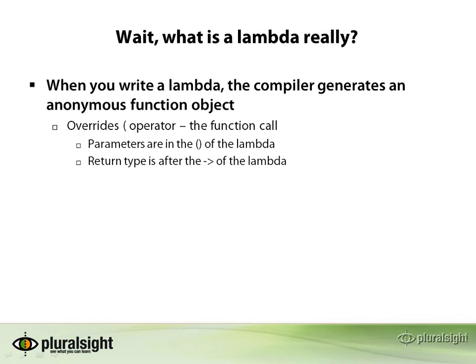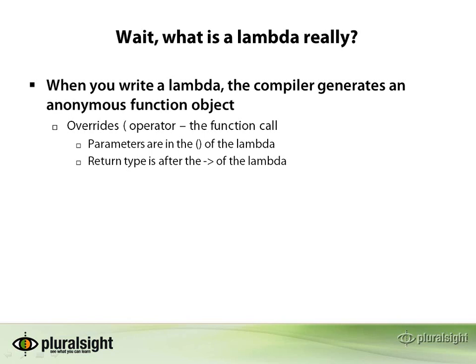If you say that your lambda takes round brackets int n round brackets, then the operator round bracket that is written for you by the compiler, its parameters are int n, or whatever other parameters it was that you said the lambda took. When you use that arrow syntax to say that you return an int or you return a double or whatever it is that you return, the compiler generates that to be the return type of the override of the round bracket operator.